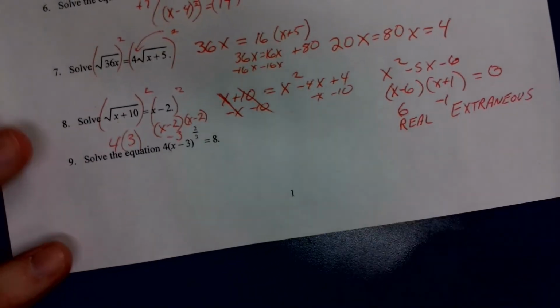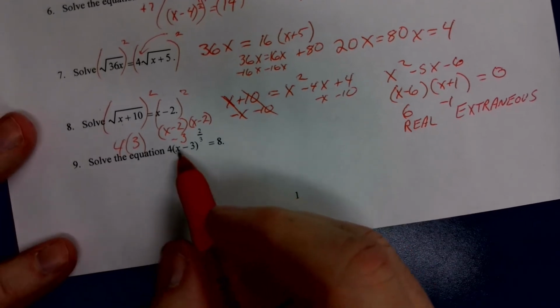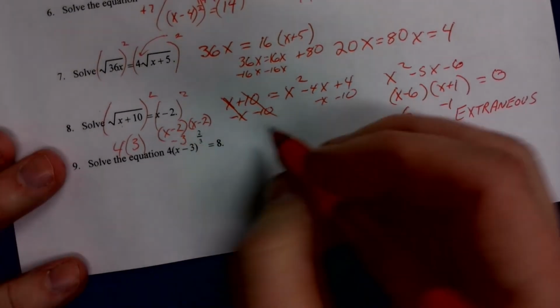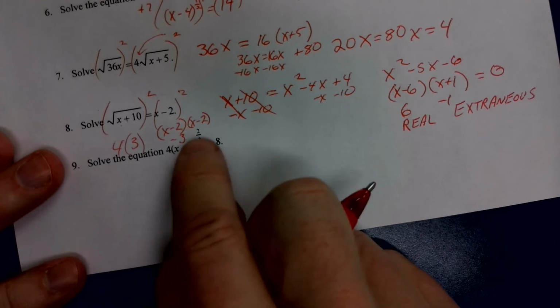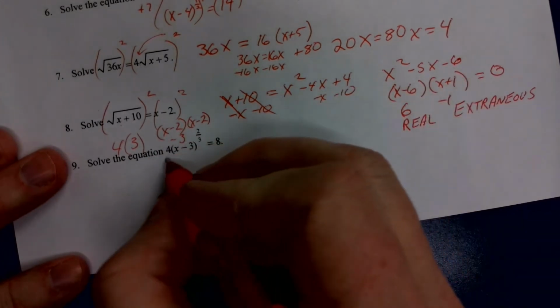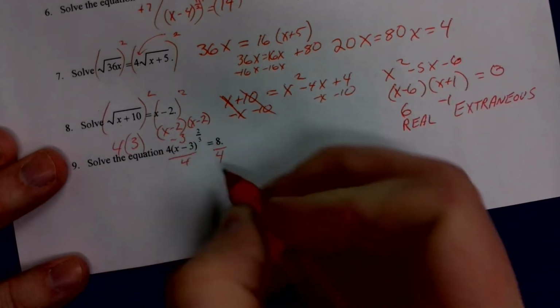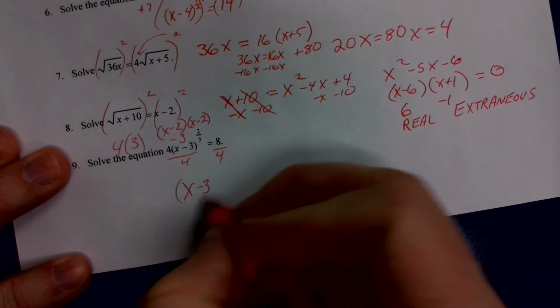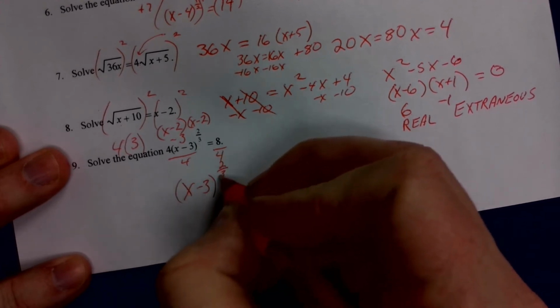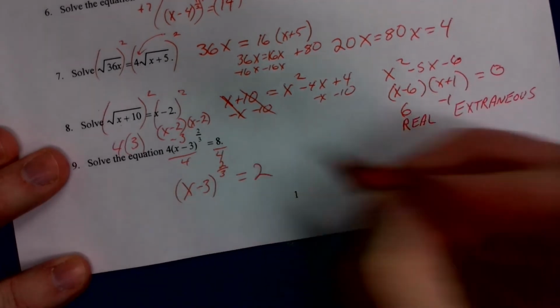Good. Last one down here, 4 times (x minus 3) to the 2/3 equals 8. Trying to get the x by itself, which means I have to remove everything else around that. So divide by 4 first, divide by 4 first, and I get (x minus 3) to the 2/3 power equals 2.